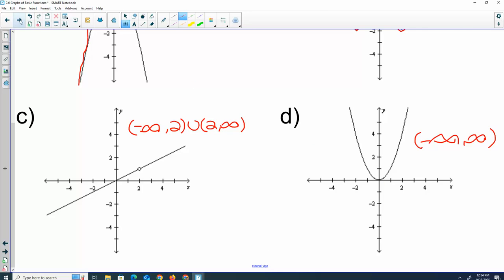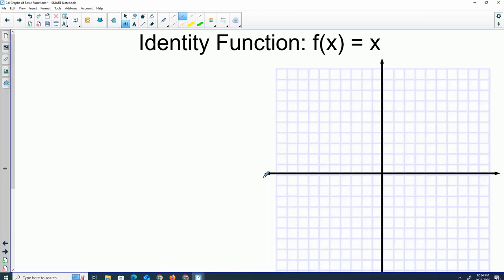Okay. So, next we are going to get into all of our common functions. And the identity function, this is the most basic of functions. F of x equals x. That's like y equals x. What is that? Straight line. What's your y-intercept? 0. Slope? 1. Up 1 over 1. So it's like your points 0, 0, 1, 1, 2, 2, 3, 3, or you could go negatives.